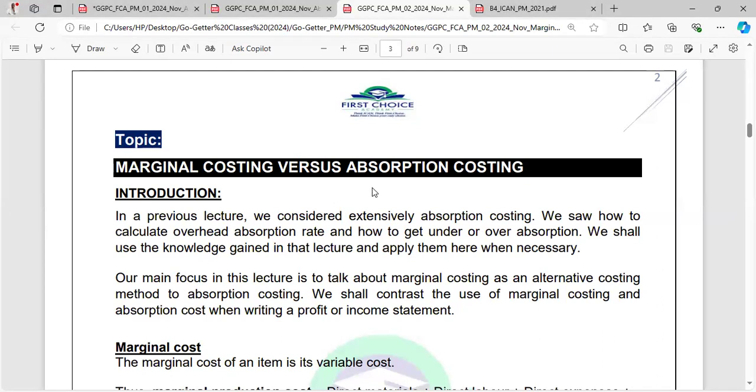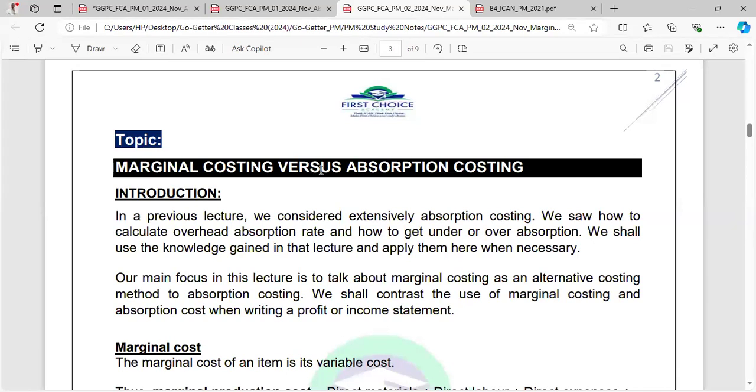We now want to go to the second topic here, which is marginal costing versus absorption costing. Our main focus in this lecture is to talk about marginal costing as an alternative to absorption costing. Now we shall contrast the use of marginal costing and absorption costing when writing the profit statement or income statement. Before I go on, absorption costing is what is mainly used in determining full cost, even though we say ABC is more accurate. Absorption costing is easier to apply. ABC is a bit complex, especially if you want to look at cost driver rates and other things to set it up. So most times we use absorption costing.